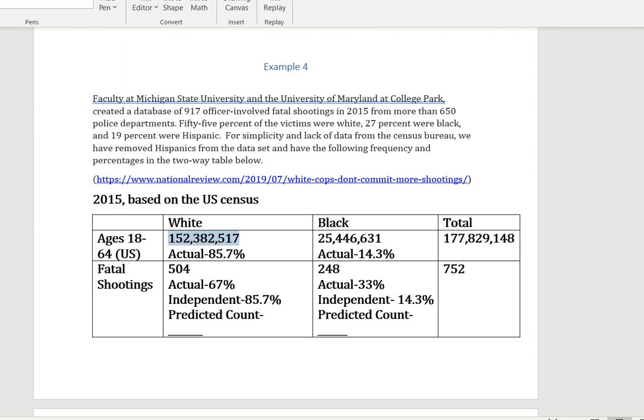What I wanted to show you guys is that during the very beginning of the Black Lives Matter movement, this statistic that 55% of the victims were white and 27% were black was used very heavily to go against Black Lives Matter. The argument was, see, there's a higher percentage of white victims, so they're not targeting black people because more white people are dying. So what we're going to do is see if race and fatal shootings are actually independent from a statistical lens.